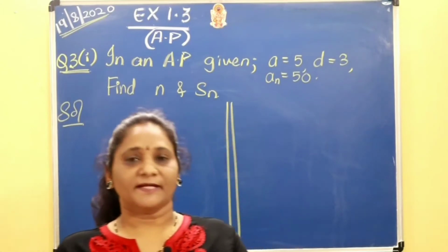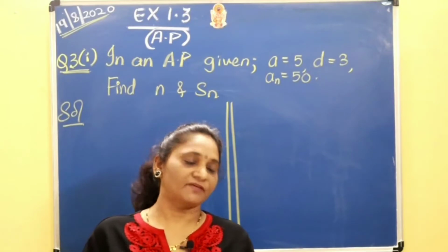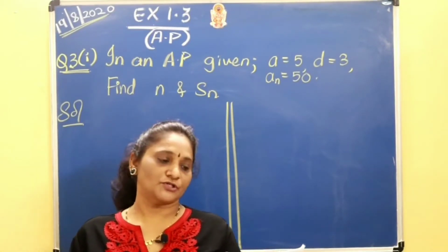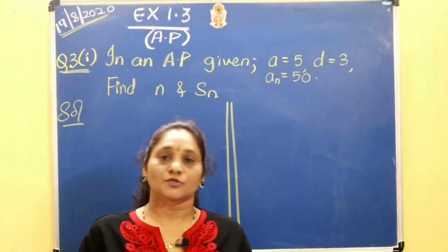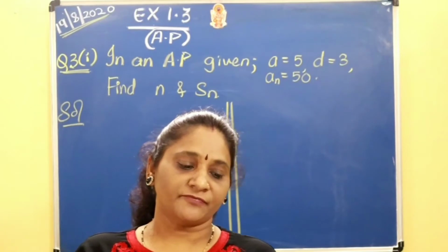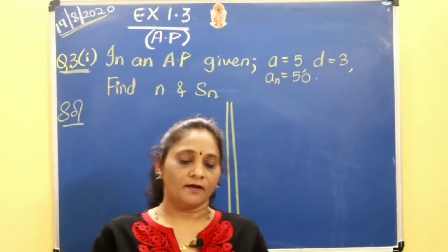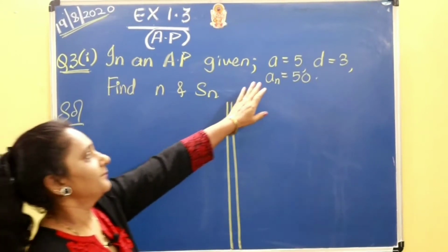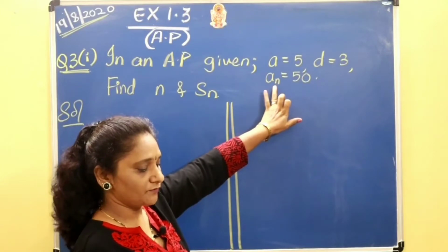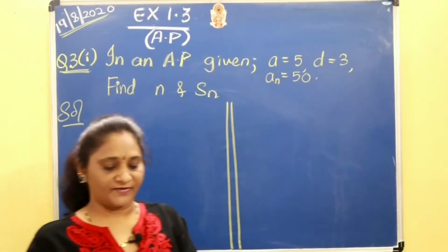So we were doing arithmetic progression exercise 1.3. We completed question number 1 and question number 2. So let's start with question number 3 today. In question number 3, in an AP, given a is equal to 5, d is equal to 3, an is equal to 50, we have to find n and Sn.